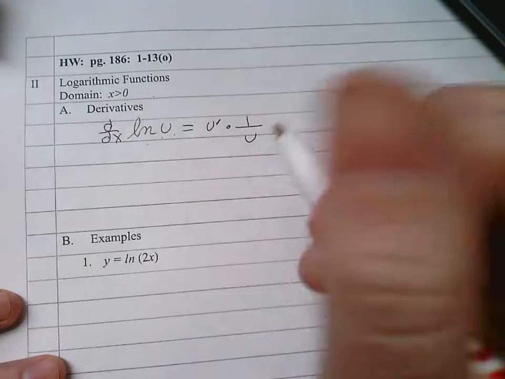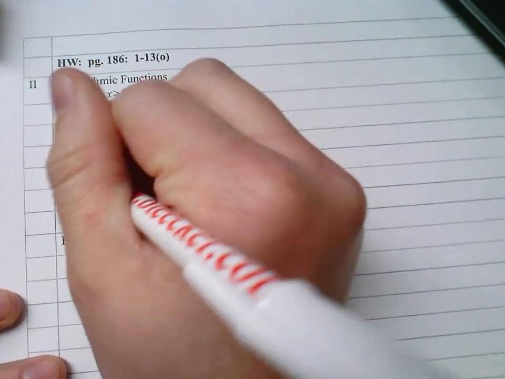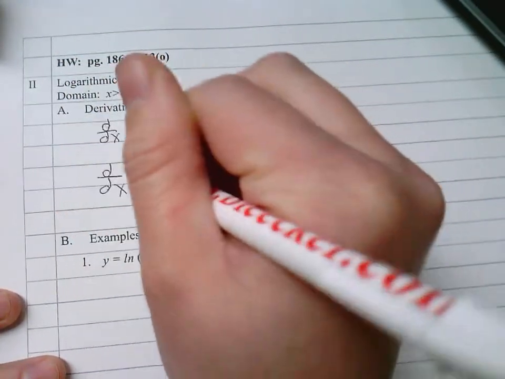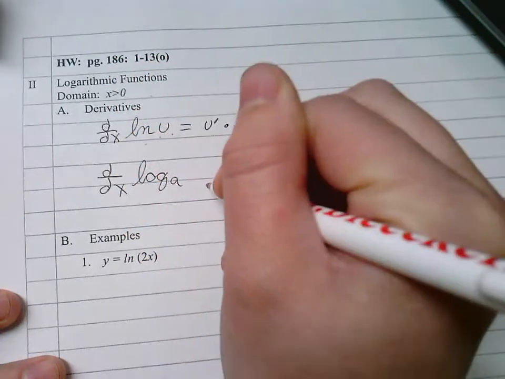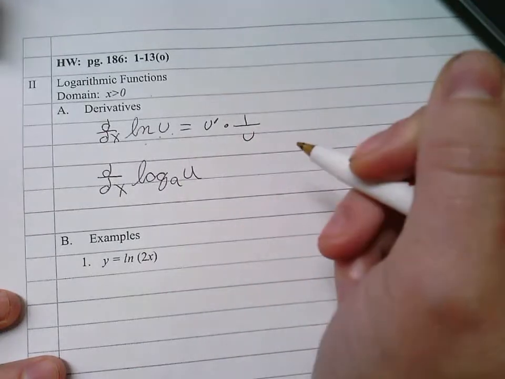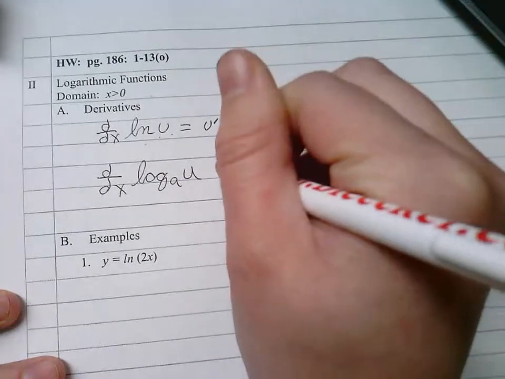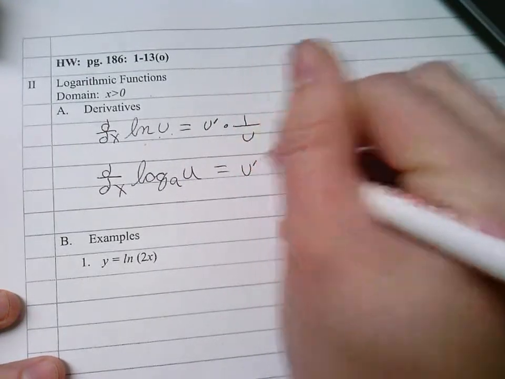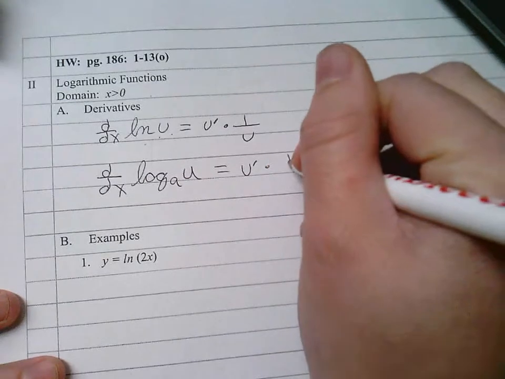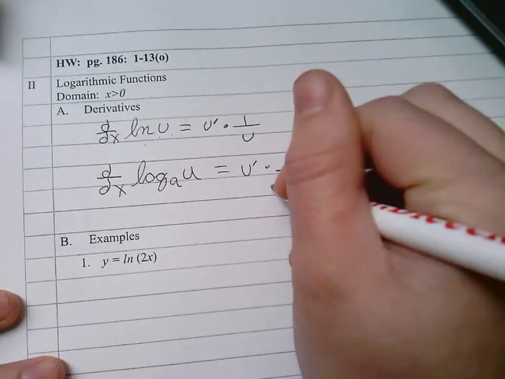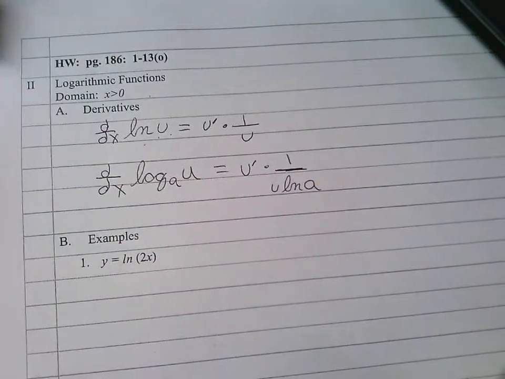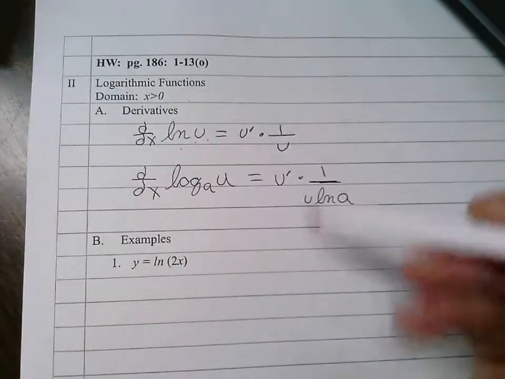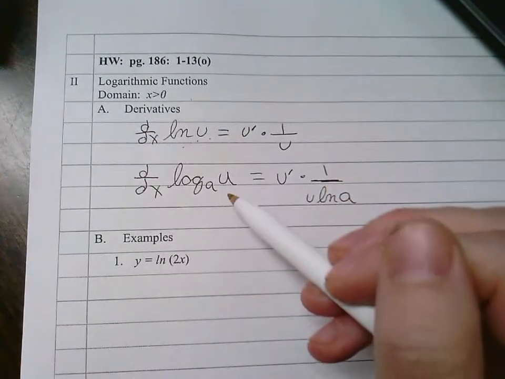Okay, and then one more, d over dx of log base A of u is going to be u prime times 1 over u ln of A. So you just have to worry about two derivatives here and here.